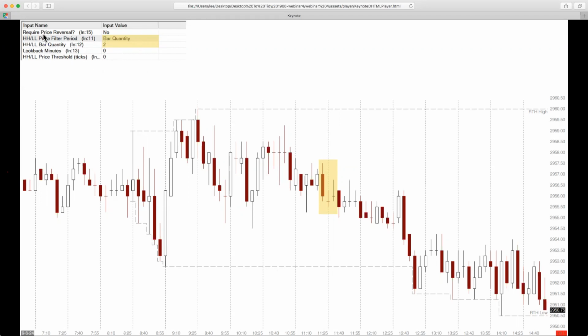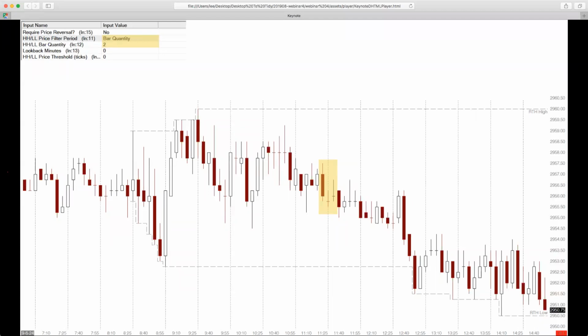So you can filter on whether the bar must turn around on price. If we're looking for an event at the top of the bar, you can select whether or not you want the bar to close lower than it opens. Likewise, if you want to see events at the bottom of the bar, you can specify that the bar must be an up bar. So that's this input, input 15, require price reversal. From here on in, it gets really interesting. So we have this higher high, lower low price filter period. This is what sets the mode for the Advanced Lookback filter.